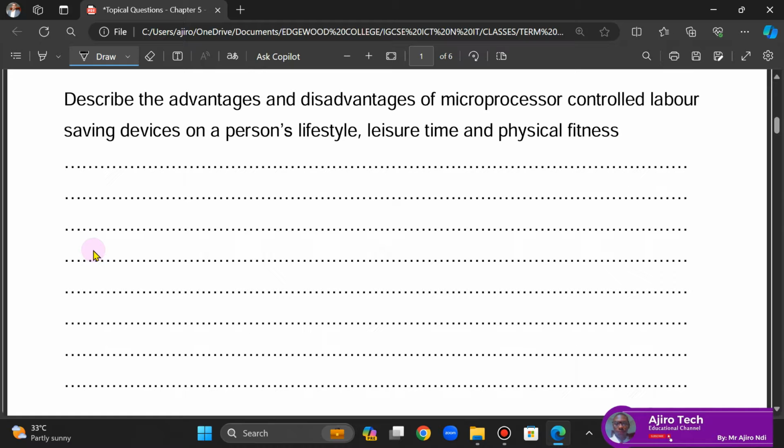Describe the advantages and disadvantages of microprocessor controlled labor-saving devices on a person's lifestyle, leisure time, and physical fitness. So the first thing you have to look at when you've been asked this question is that we have these microprocessor control devices in the labor-saving devices, in our personal lifestyle, leisure time, physical fitness, social interaction, and data security. Now they're asking us for a person's lifestyle, leisure time, and physical fitness. So let's look at the advantages here.